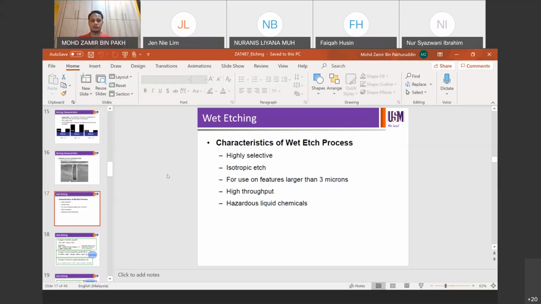Typically, wet etch is used for features larger than 3 microns. Usually if you talk about microns, they are wet etch, but not necessarily. In some cases, when you want to etch features down to nanometer, you can also use wet etch. But generally, if you talk about wet etch, we talk about etching features with micron size, 1 micron, 2 micron, even higher than that. But there are some exceptions.